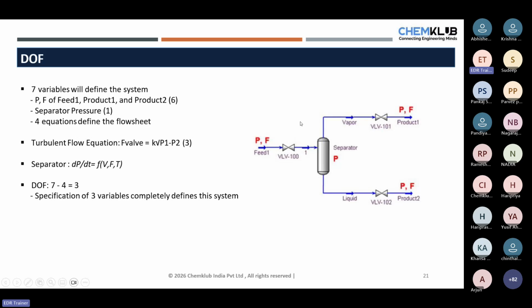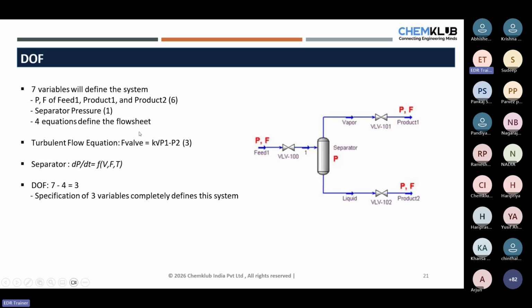So we are talking about the seven variables here: pressure, flow, and the pressure in the separator. Okay, so this is very clear, right? If you count, there are a total of seven variables in this. So all pressure and flow, so 3 into 2, 6, plus 1, 7.